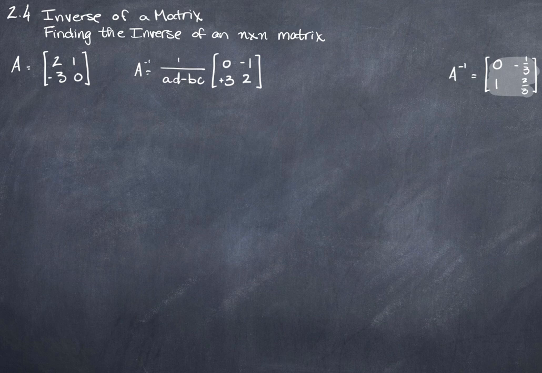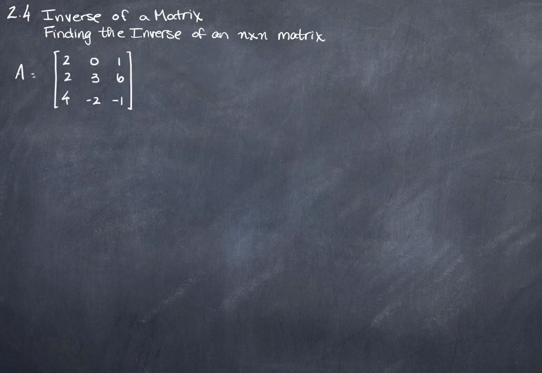And the way I'm going to show you now is using the technique I just showed you, augmenting the square matrix, and then pushing through row operations. So here's my matrix that I'm going to work with: 2, 0, 1, 2, 3, 6, 4, negative 2, negative 1. And my first step is going to be to augment this with the identity matrix. 1, 0, 0.